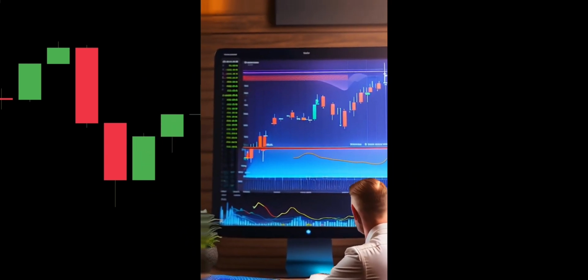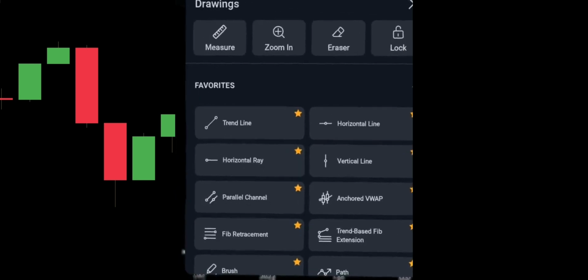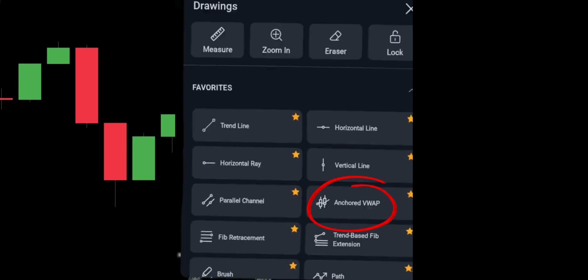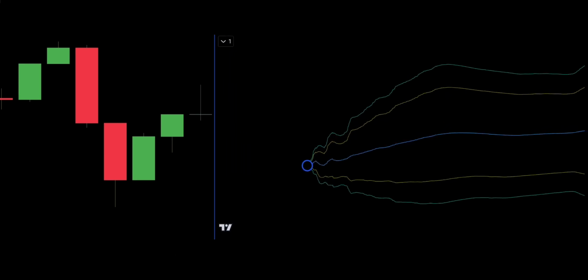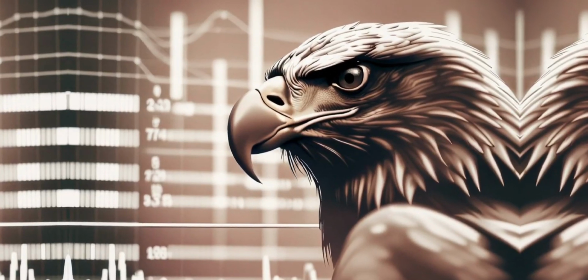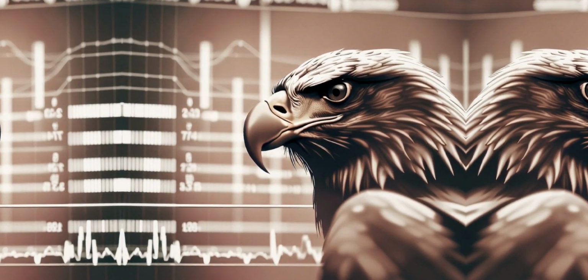Today, we have something special in store for you, a concise and insightful tutorial on building a trading strategy using the anchored volume-weighted average price, or anchored VWAP, exclusively on TradingView. Whether you're a seasoned trader or just starting out in the exciting world of financial markets, mastering the art of trading requires skill, precision, and a solid strategy. That's where Anchored VWAP comes in.